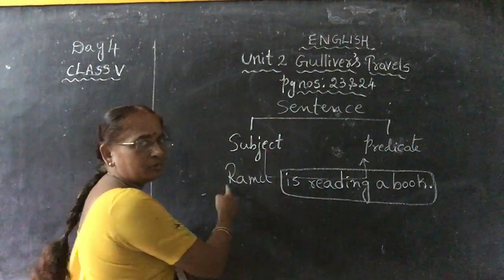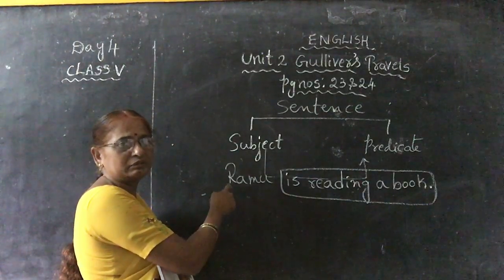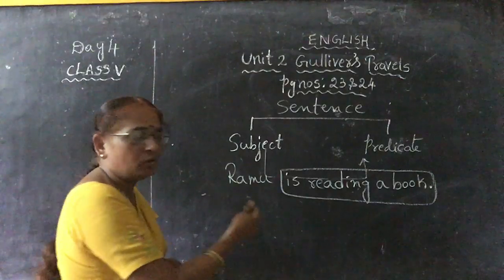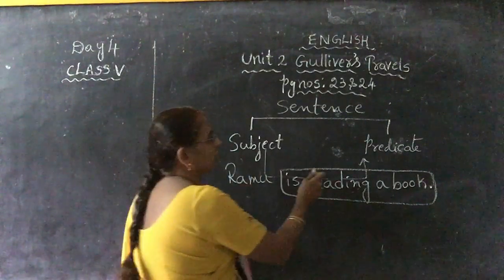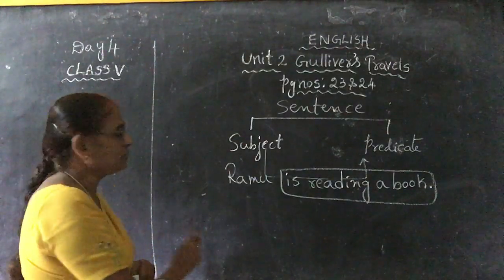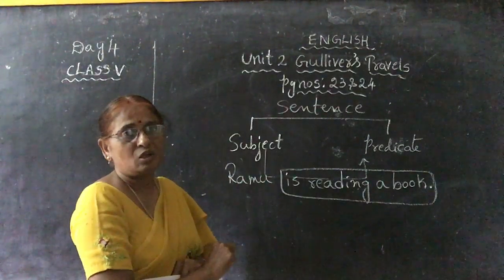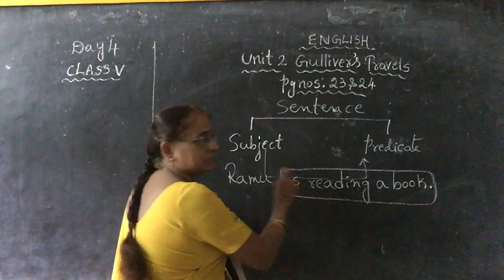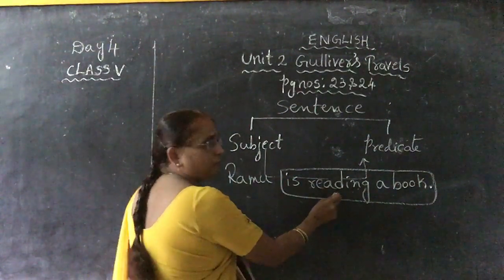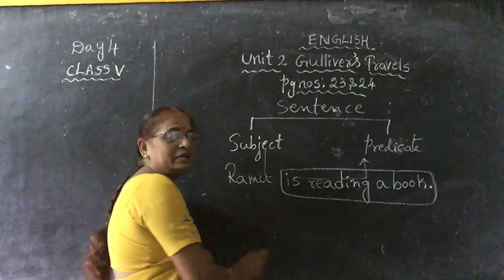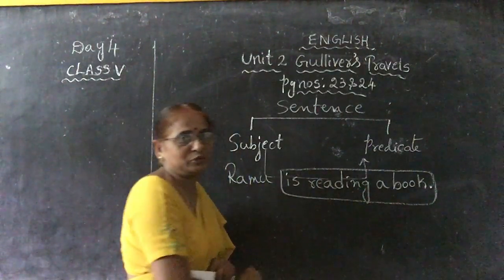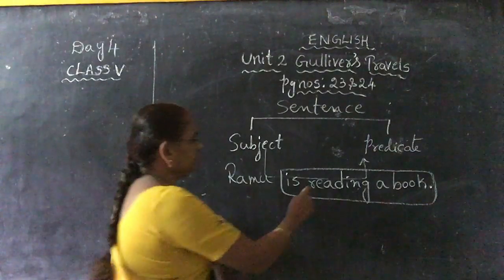Name of a person or a boy or a girl or a place or an animal or thing is called subject. What that subject is doing, telling more details about the subject, is called predicate. Ramu is reading a book. What is the subject? Ramu. What is Ramu doing? What is Ramu's work in this sentence? He is reading a book. And what is the work in this sentence? Reading. Remember one point: work is always in the predicate only.